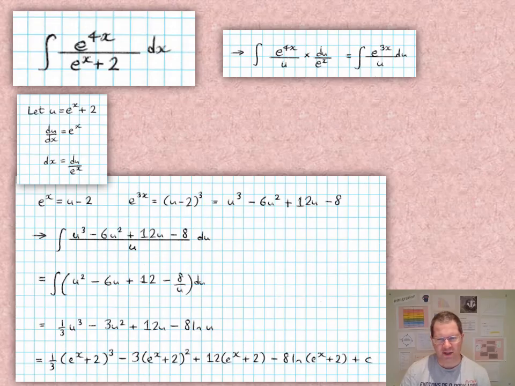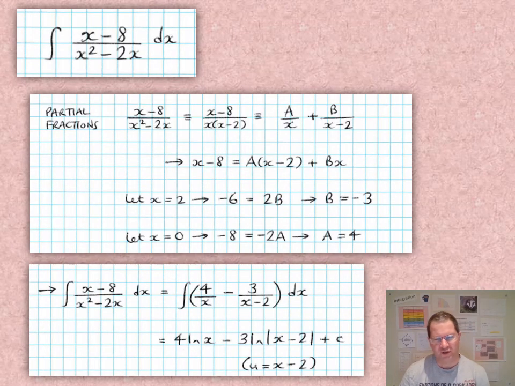So we can't integrate it as it is, but we can split it up into 4 separate terms, each having divided the numerator by u. So u cubed over u is u squared, 6u squared over u is 6u, 12u over u is just 12, and minus 8 over u is itself minus 8 over u. Integrating each of those gives us a third u cubed minus 3u squared plus 12u minus 8 ln u, and then we can replace each of the u's with e to the x plus 2. So that's what I've done. I haven't got rid of any constants because it was too much hassle.